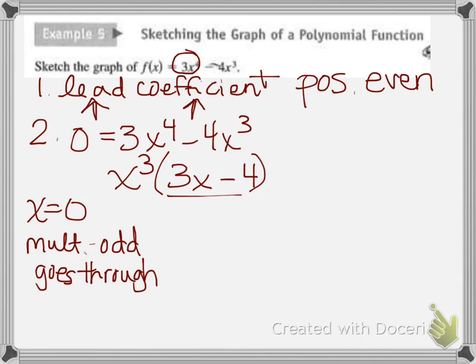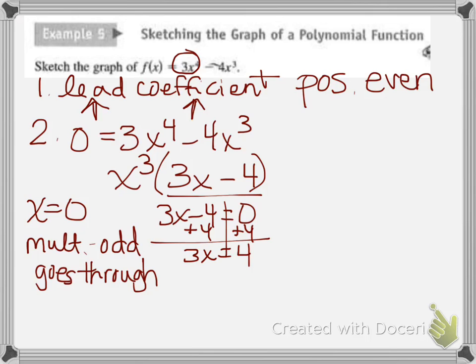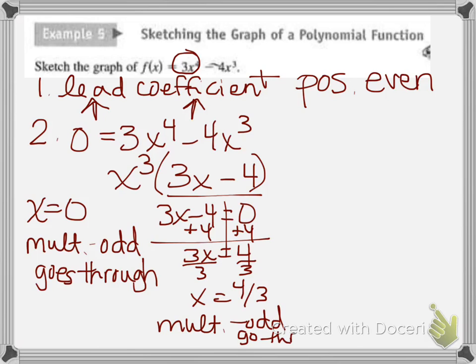Okay, then we look at this part. We set that equal to 0. 3x minus 4 equals 0. We karate chop and solve. Divide by 3, and x equals 4/3. What's the multiplicity of this? Even or odd? Odd. So it's going to go through again. Okay, so we have a good portion of what we need in order to sketch this.